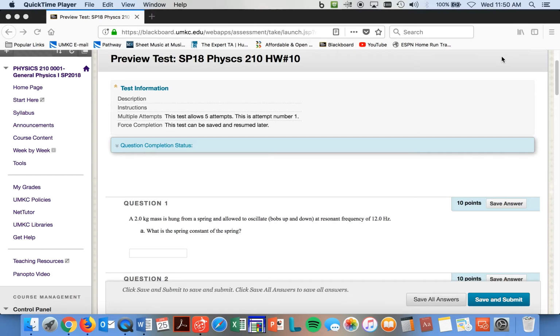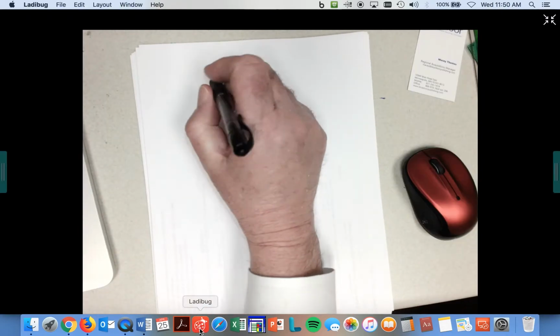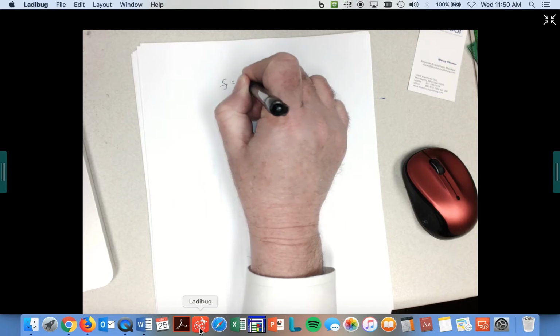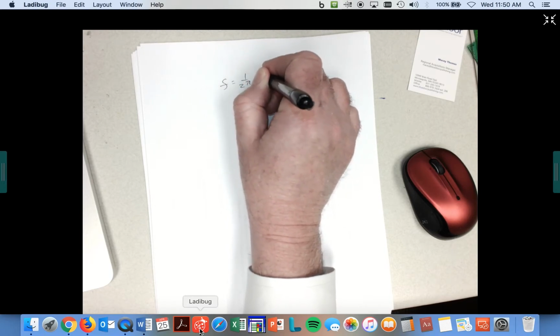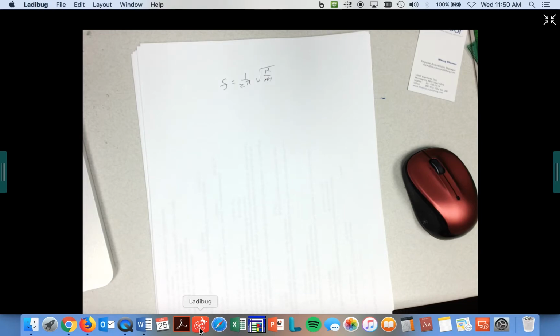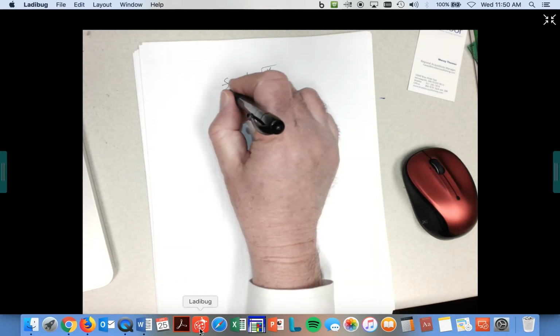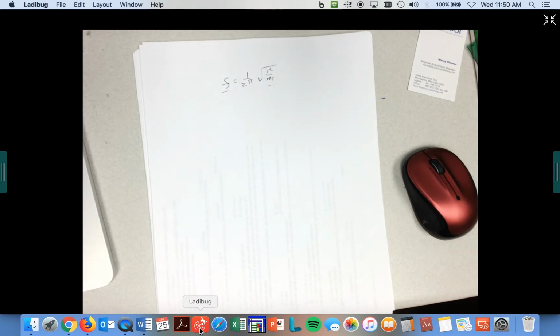So we've got a 2 kilogram mass that's allowed to bob up and down at a resonant frequency of 12 hertz. On the slide that talks about this, and we talked about it in class too, the frequency is equal to 1 over 2 pi times the square root of k over m. Well, I need to find k. I've been given the frequency and I've been given m. This is algebra 1, which is an expectation for this course, so we know how to do algebra 1. Let's go ahead.